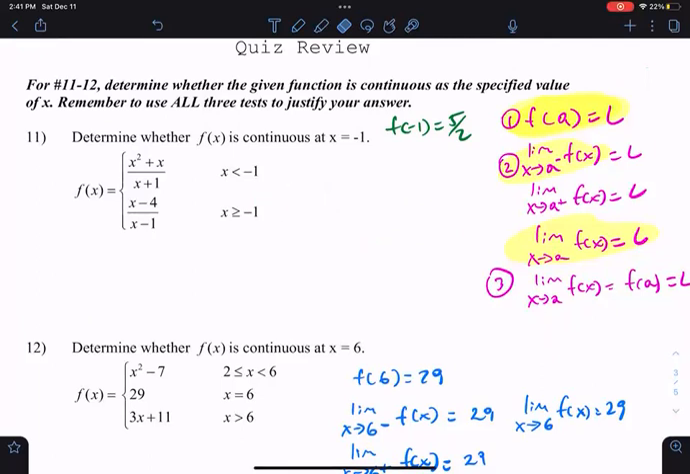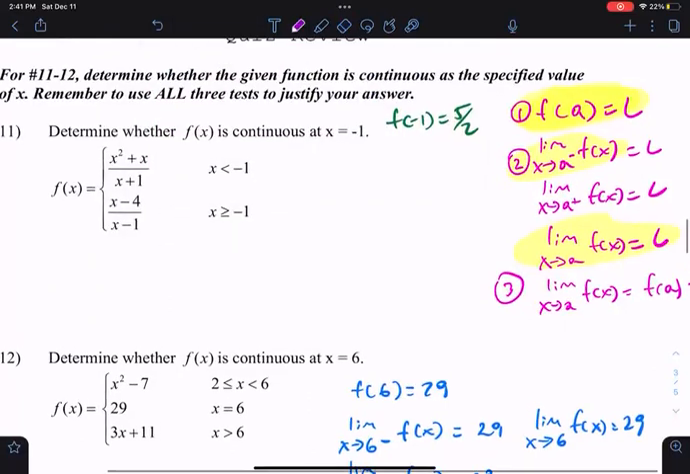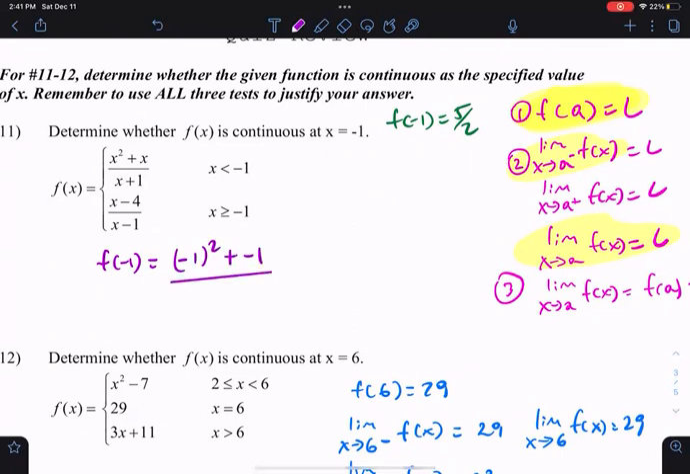And if that holds true, then the limit exists. And then if the limit exists and is the same as that function value, then the function is continuous at that specific value, right? So I need to do from the left. So from the left, I have to use this one, right? Less than -1. So let's plug it in. So f of -1. So that's going to be -1 to the second plus -1. And then this is going to be -1 plus 1, right? If I'm doing from the left, right?